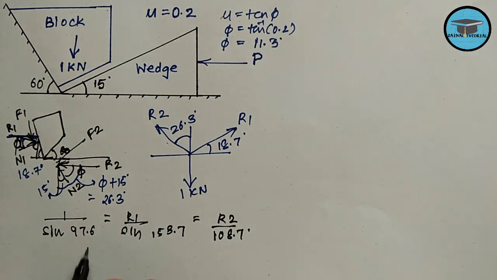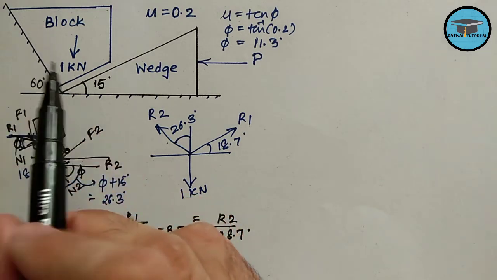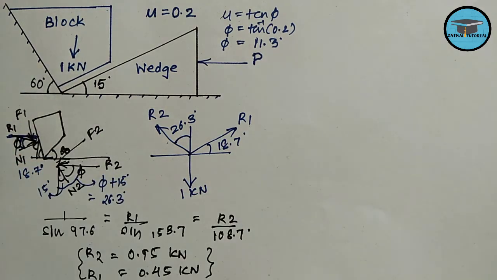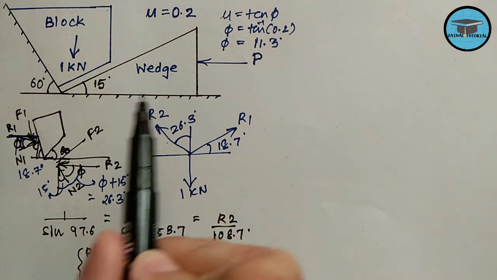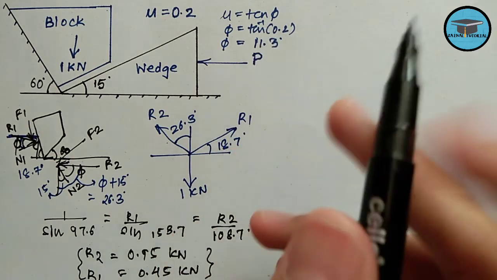So from this the value of R2 comes out to be 0.95 kilonewton, and the value of R1 comes out to be 0.45 kilonewton. Okay, so this is the result which we have obtained by drawing the free body diagram of the block. Now similar way we will be drawing the free body diagram of the wedge, and then we would be solving for determining the value of P.